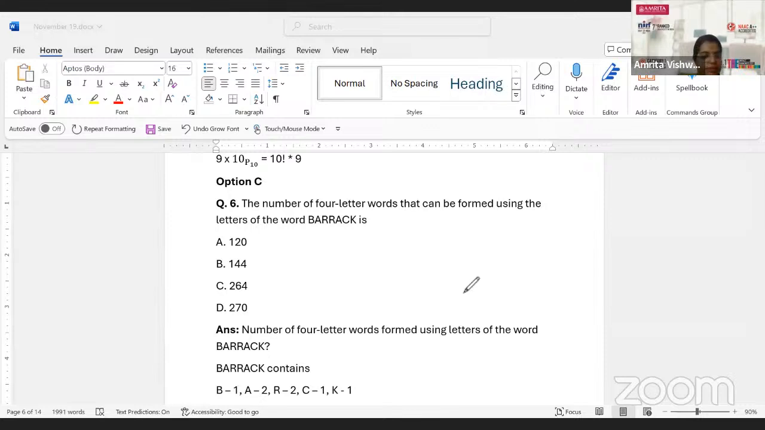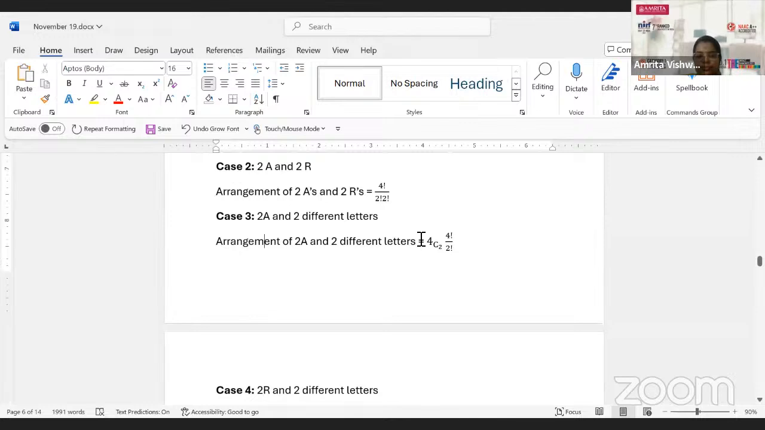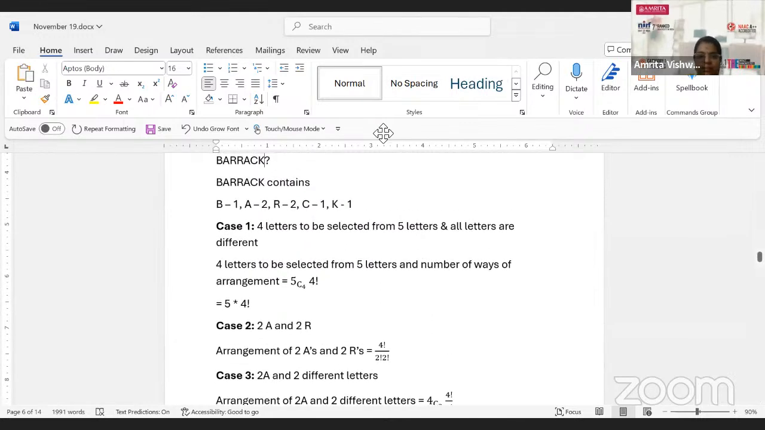So yes, those who have the answer, you can type that in the chat box. Okay, so we'll just start doing it. So initially, what is given? The number of words that we'll take. So this is the term that is given here.